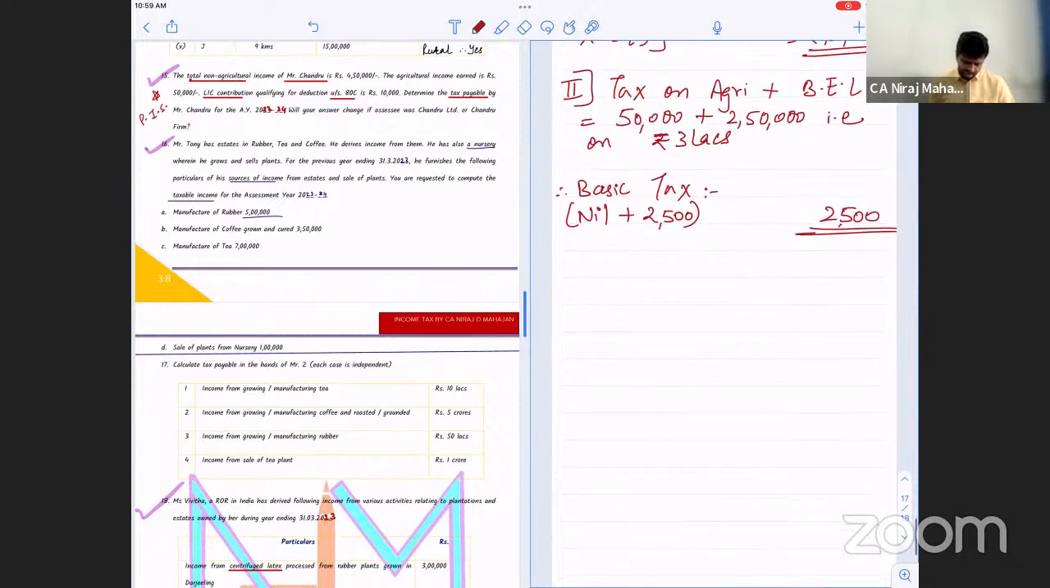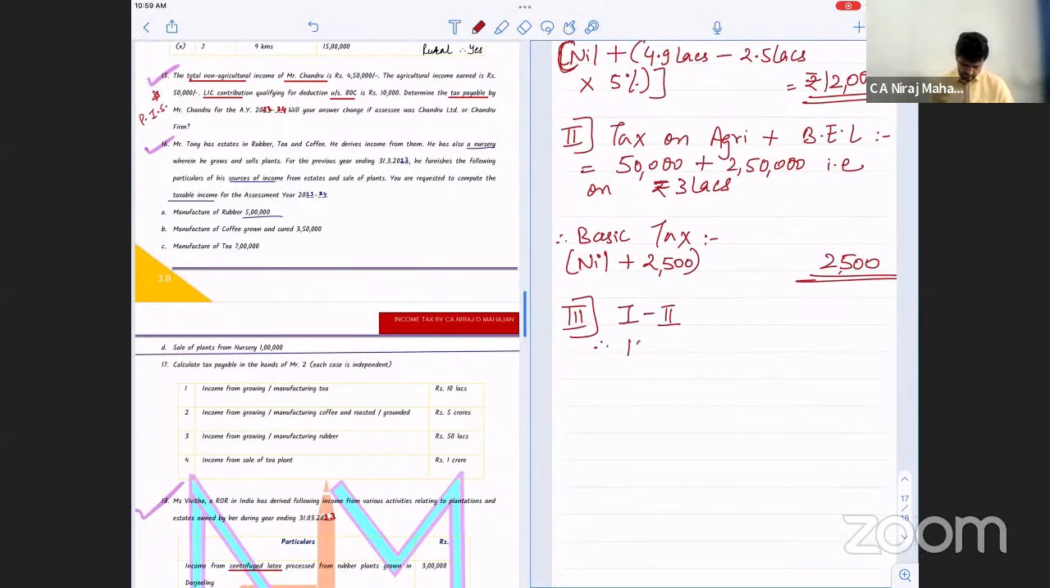Step 3 is what? 1 minus 2. 9,500, bachcho. Clear, Lilia? Clear?